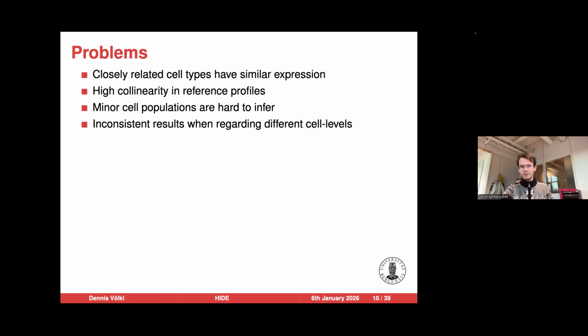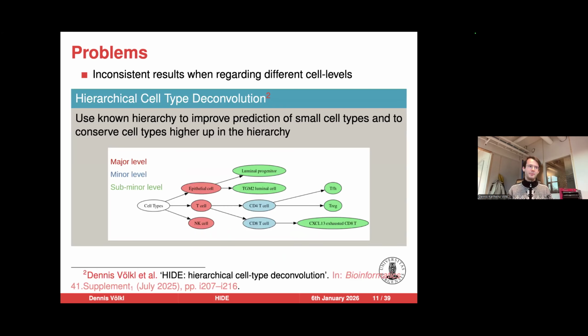This still leaves us with the problem of the inconsistency, which I mentioned earlier. And this is where I come in with my algorithm. We know that cells are related. So we know that T cells split up into CD4 positive and CD8 positive T cells. And each of these two cell types then has its respective subtypes. We now want to use this information to get better predictions of the small types, but also enable the user or the biologist to get a prediction at each step in this hierarchy.